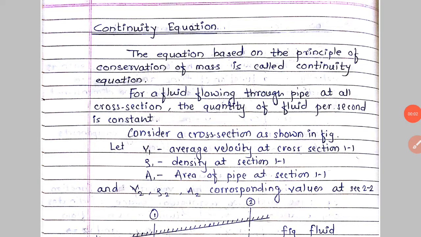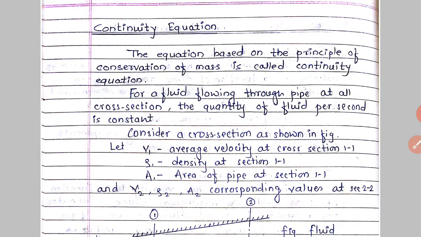In the previous lecture, we have seen fluid kinematics, methods of describing fluid motion, that is the Lagrangian method and the Eulerian method, and different types of fluid flow. In this lecture, we are going to see the continuity equation and the continuity equation in 3 dimensions. The continuity equation is based on the principle of conservation of mass, and that equation is called the continuity equation.